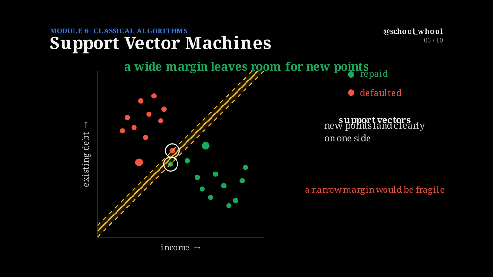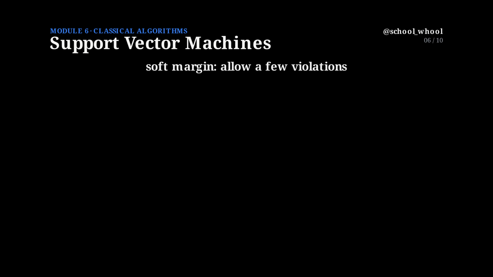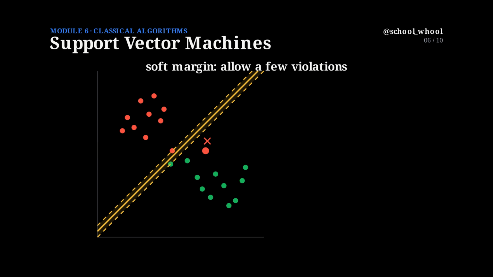Real data is rarely so tidy. Often a few points stray onto the wrong side. So the support vector machine allows a few violations in exchange for a wider, sturdier street. A setting called C controls that trade-off, how strict to be about the stragglers.